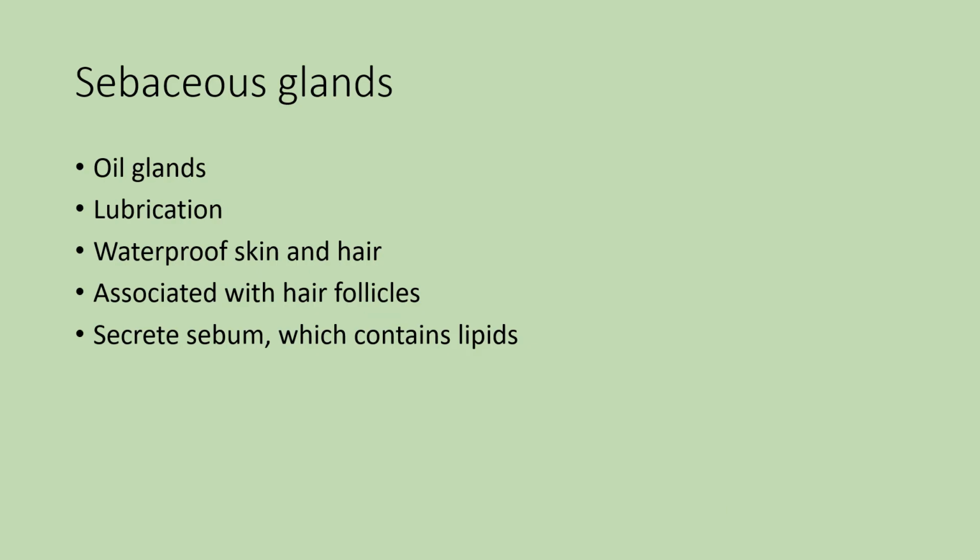Sebaceous glands are oil glands. They are usually associated with the hair follicles. They will secrete sebum, which contains a lot of lipids. Remember, lipids are fat compounds. This helps to lubricate both the skin and the hair. It also provides waterproofing properties, or assists with that, for the skin and hair.